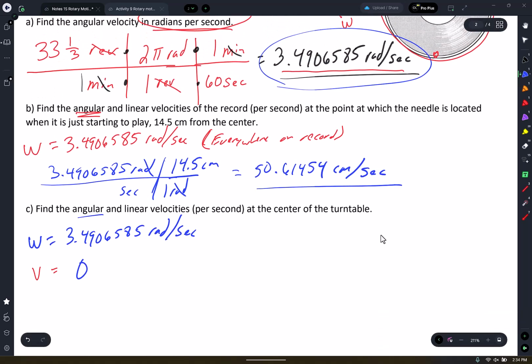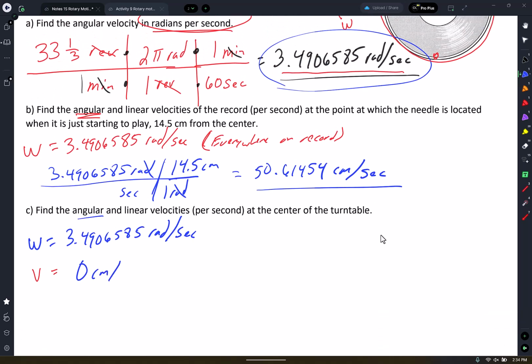And put units. This is actually the one where you can put any unit you want. It'll be correct: 0 miles per hour, 0 kilometers per second, 0 centimeters per second, because you're not moving, as long as it's distance divided by time. Okay, how do we feel, guys? Was that exciting? Maybe not, because it was just a record player.